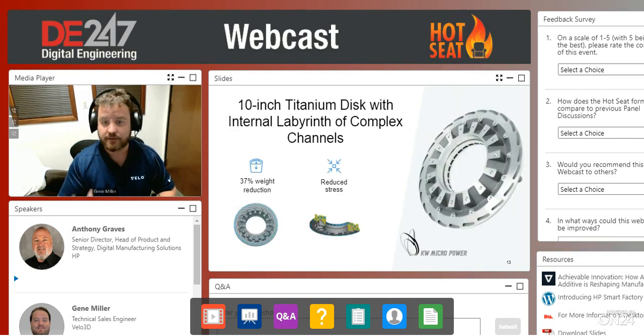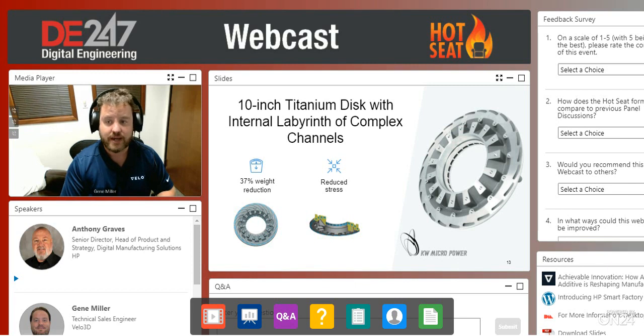Titanium is a different beast. It prints and is very prone to cracking, and this is a 10-inch diameter diffuser that has some very inaccessible low-angle features on the inside of the part. And Velo has found a very unique technique to reduce or ameliorate the problem of internal stresses in the print.